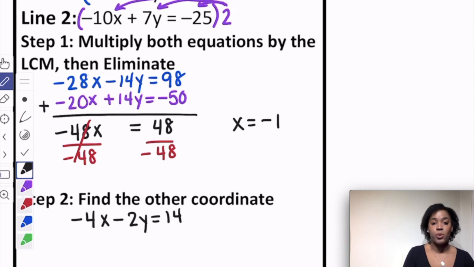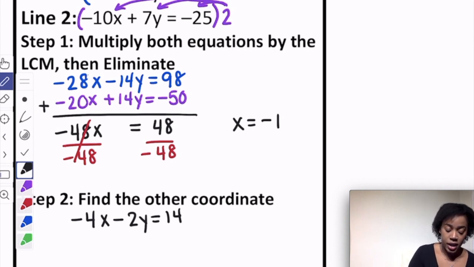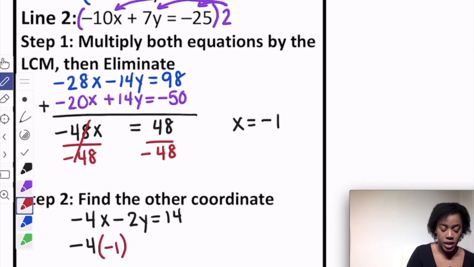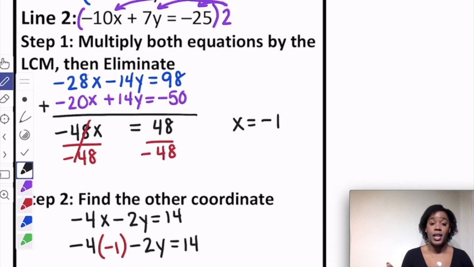And I'm choosing the first one because it has the smallest coefficients. Instead of working with large numbers like negative 10, 7, and negative 25, I'm going to work with smaller numbers, negative 4, negative 2, and 14. So I'm going to plug in negative 1 where I see x in my equation because we already found that x equals negative 1 in this system. And again, now I just have an equation with one variable, which is y.